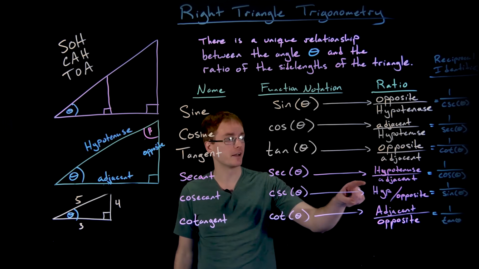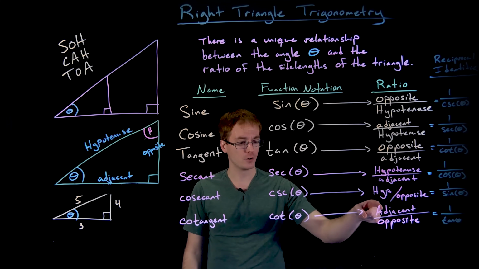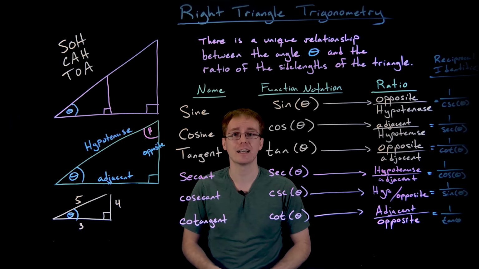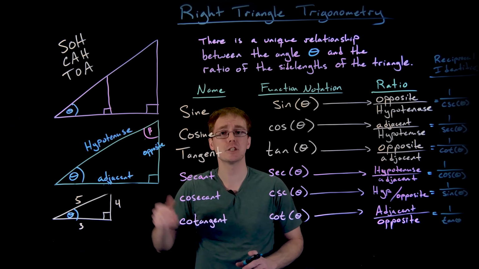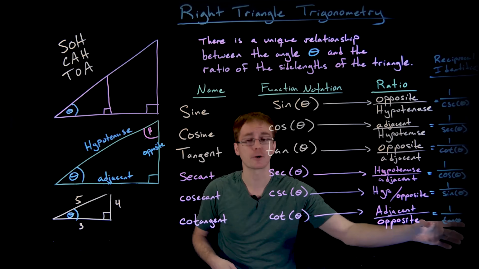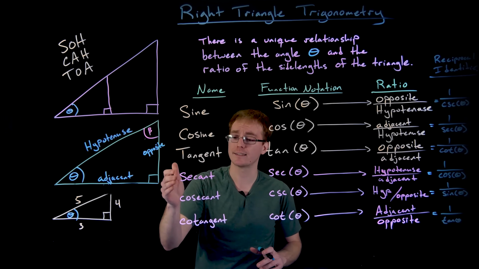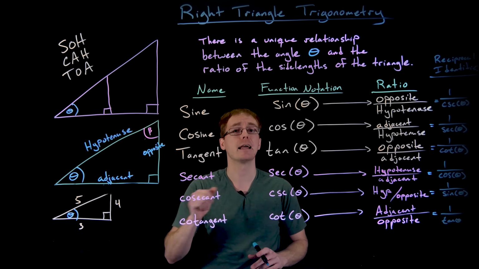We could try it. What would that be like? Sha, cho, cow. Just doesn't roll off the tongue as well. So I remember SOHCAHTOA for sine, cosine, and tangent. And then I remember these reciprocal identities to help me evaluate secant, cosecant, and cotangent.